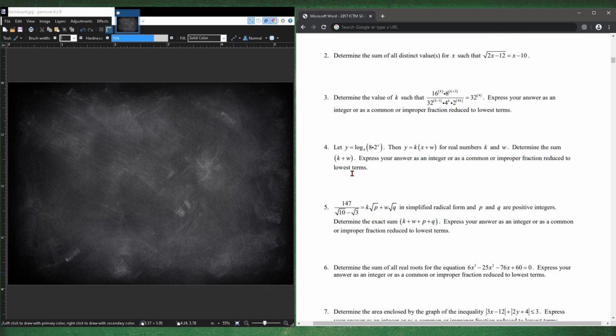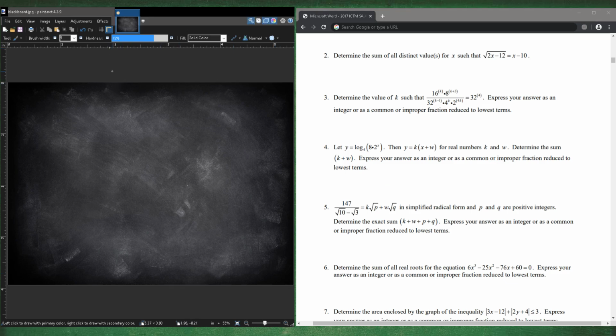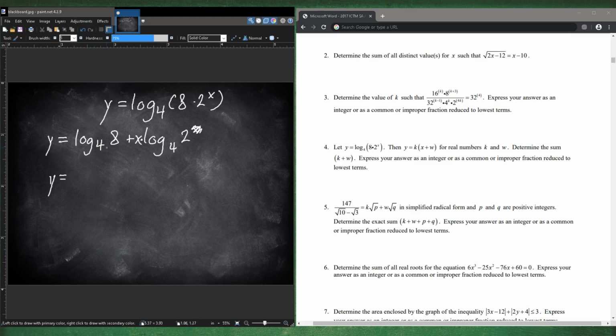Okay, number 4. Let y equal log base 4 of 8 times 2 to the power x. Then y equals k parentheses x plus w. Find k plus w. Okay, so let's write that out. Log base 4 of 8 times 2 to the power of x. So that's the same thing as y is equal to log base 4 of 8 plus log base 4 of 2 to the power of x. We could take out the x and put it in the front, so x times. So then y is equal to, what's log base 4 of 8?